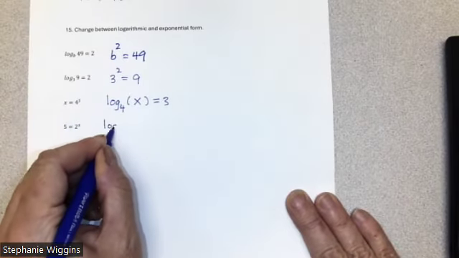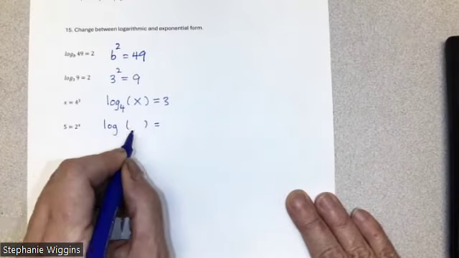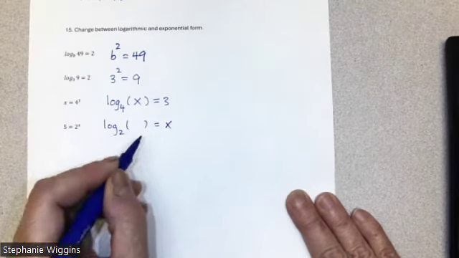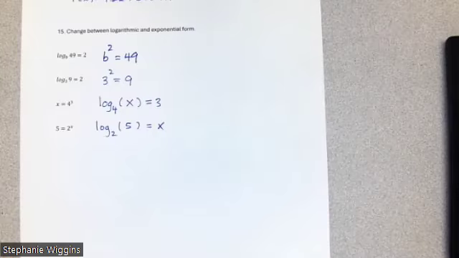The log is the exponent. The base is on the bottom, that's 2. And your exponent is x. What's left over is your 5. So again, just remember those two phrases. The base is on the bottom and the log is the exponent.